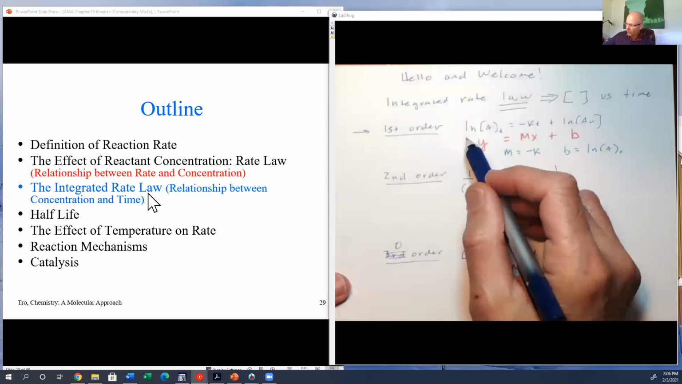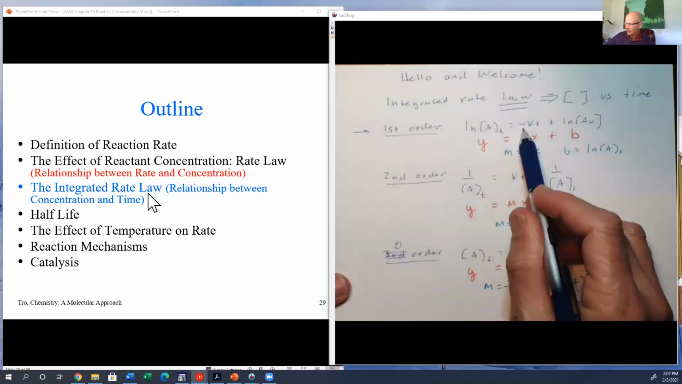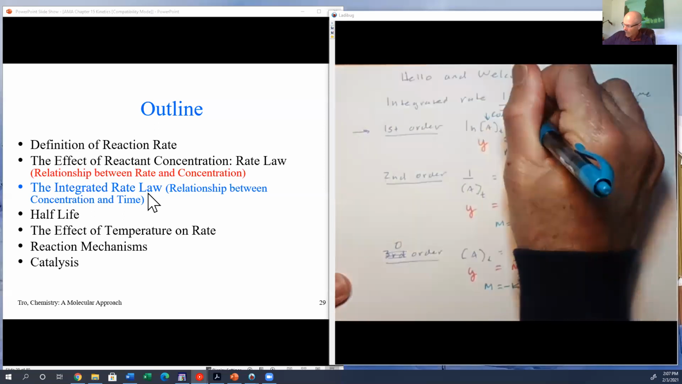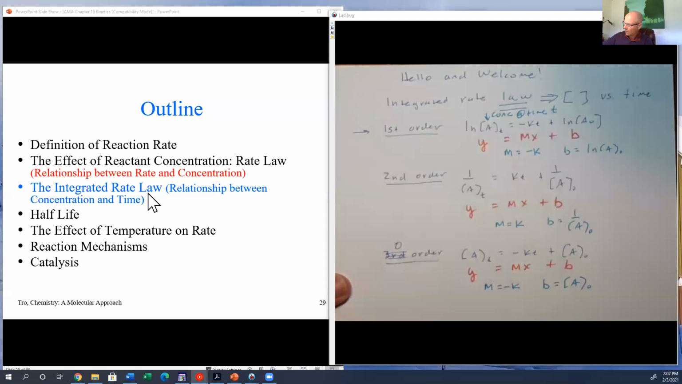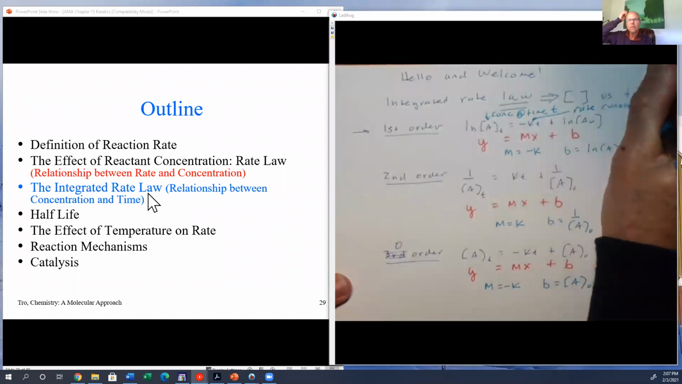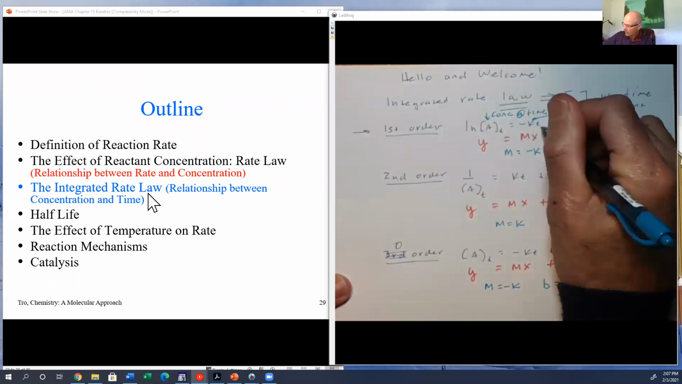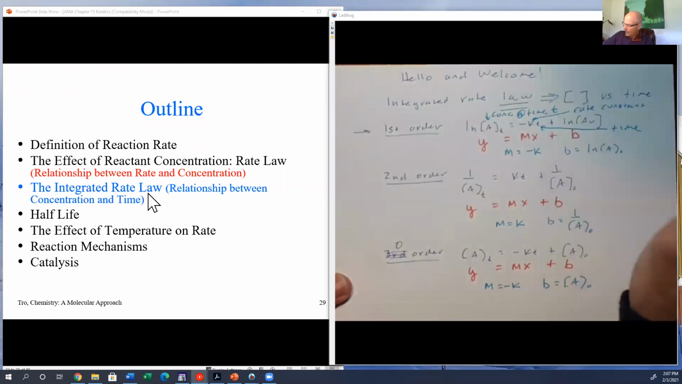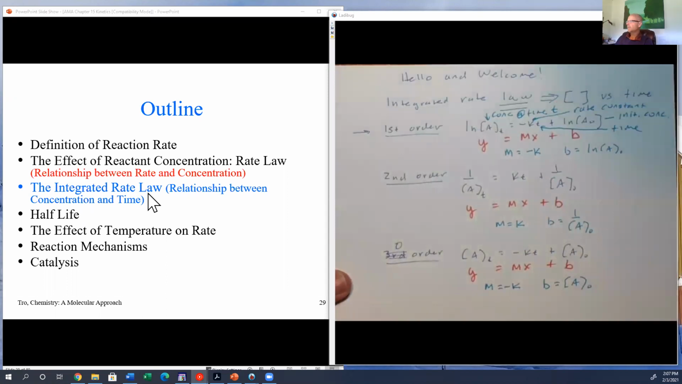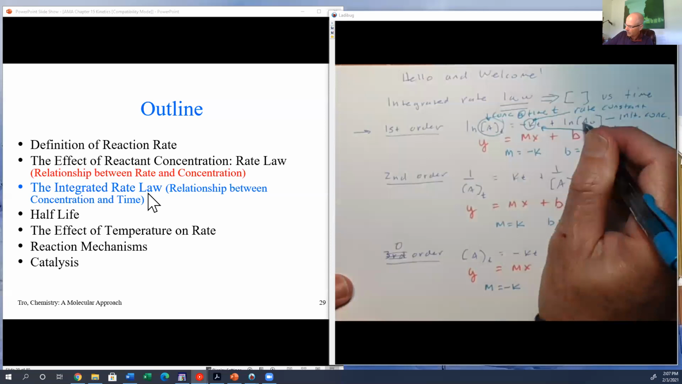And we came up with the first order integrated rate law, which is shown right here. The log of A of t is equal to minus kt plus the log of A0. What do all these things mean? A of t is concentration at time t. K is the rate constant. We've seen that before. The rate constant here is the same one that's in the rate law: rate equals k A to the something. It's the same constant. t here is time, and A0 is the initial concentration. So concentration at time t, rate constant, time, initial concentration.